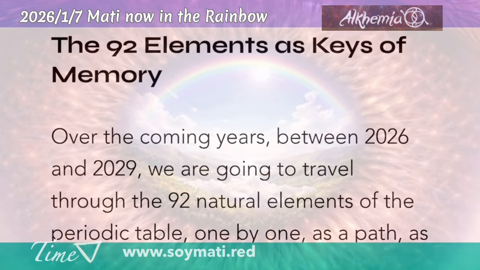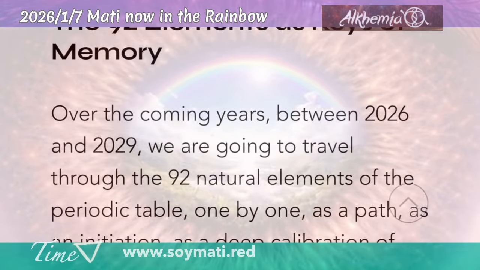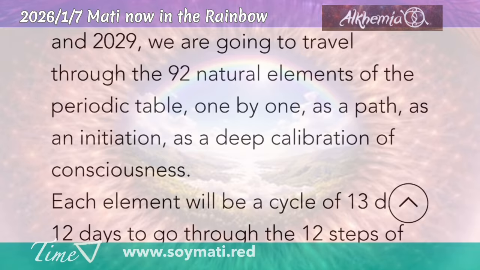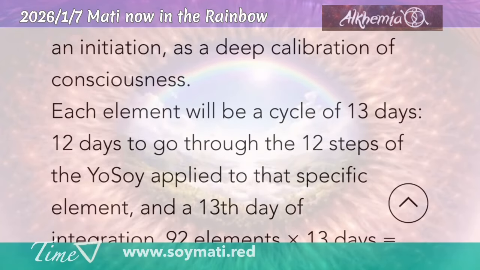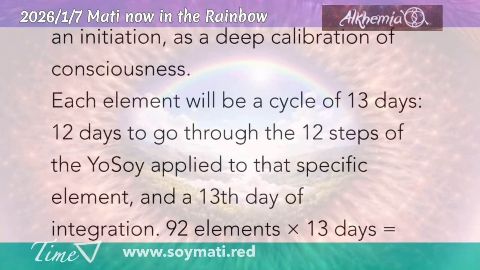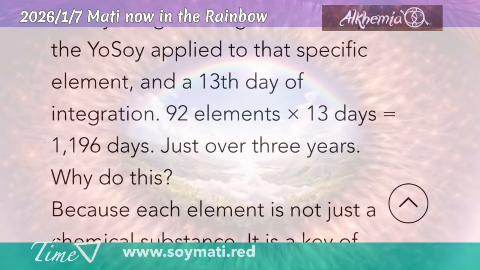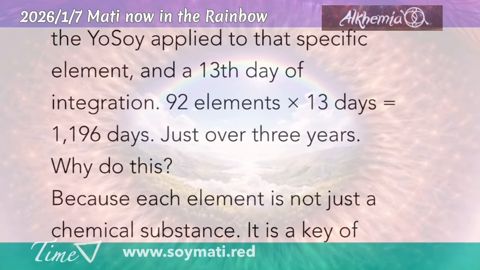Over the coming years, between 2026 and 2029, we are going to travel through the 92 natural elements of the periodic table, one by one, as a path, as an initiation, as a deep calibration of consciousness. Each element will be a cycle of 13 days, 12 days to go through the 12 steps of the Yosoi applied to that specific element, and a 13th day of integration. 92 elements times 13 days equals 1,196 days, just over 3 years.